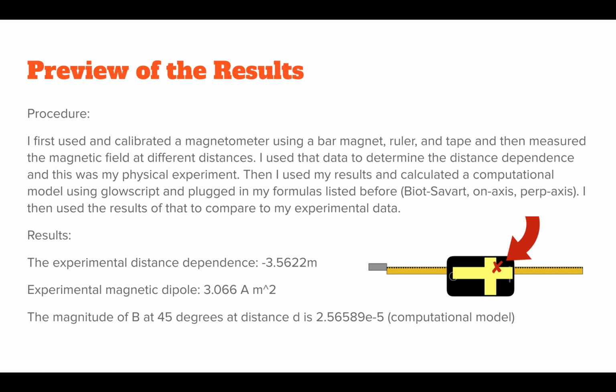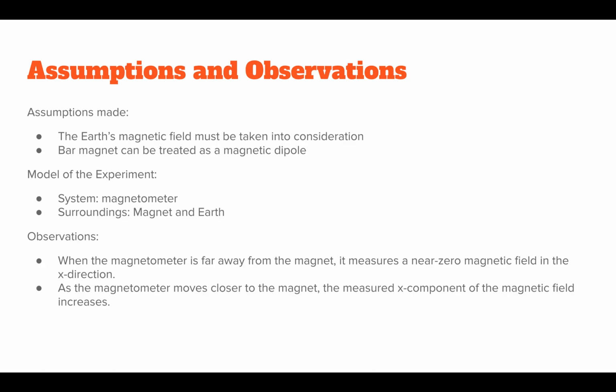And so for a quick preview of my results, my experimental distance dependence was negative 3.5622. The experimental magnetic dipole was 3.066, and then the magnitude of B at 45 degrees at distance D is 2.56589 e to the negative fifth, and that was determined with my computational model.